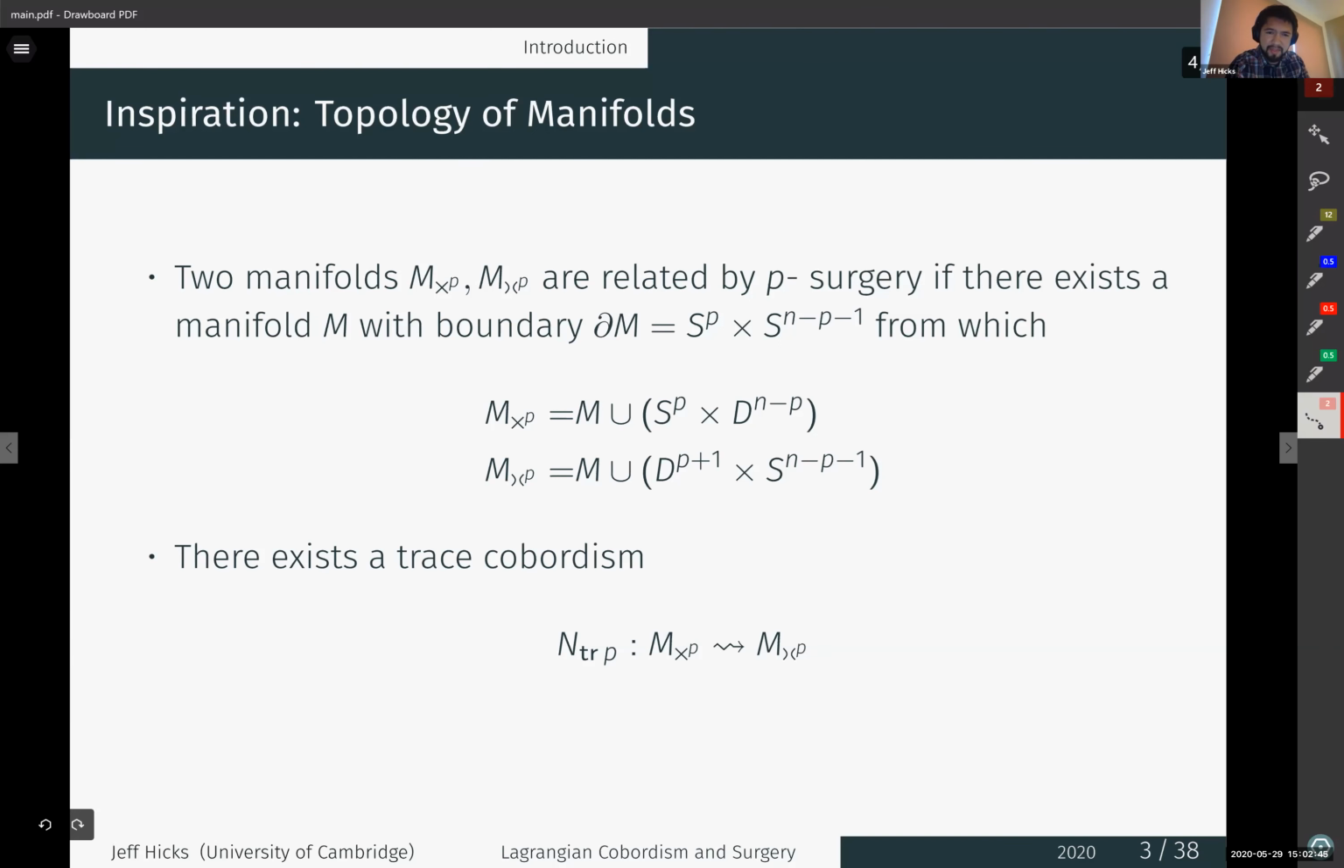I know that this notation over here with this cross and uncross is not the usual notation for talking about surgery of manifolds, but it'll become very important when we talk about Lagrangian surgery later. One of the key features about surgery of manifolds is that when you have two manifolds which are related to each other by surgery, there exists a cobordism between them, called the trace cobordism of the surgery.